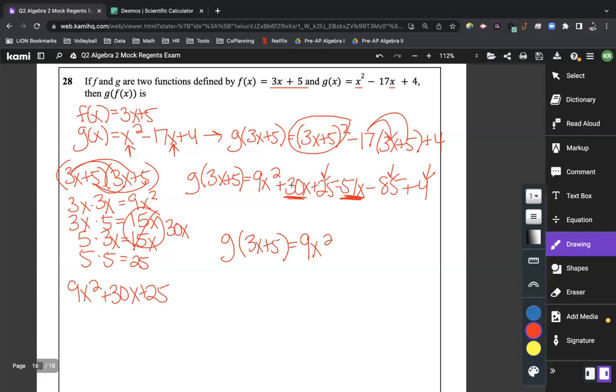Now, 30x minus 51x is negative 21x. Now I have 25 minus 85, which is negative 60. Negative 60 plus 4, just to be short, negative 56. This was the correct answer for that whole thing. And don't think this won't happen to you in the regions, because it most likely will. If there are parts of this that you do not understand, especially FOIL, you cannot leave quarter 3 not knowing how to do it.